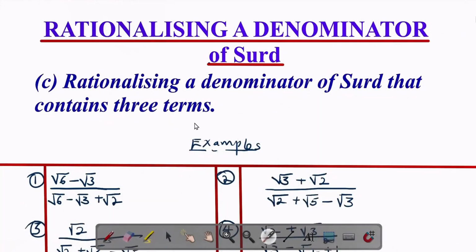In this presentation we are continuing with our subtopic, where we are going to talk of rationalizing a denominator of surds that contains 3 terms. We are going to rationalize surds containing 3 terms in the denominator.